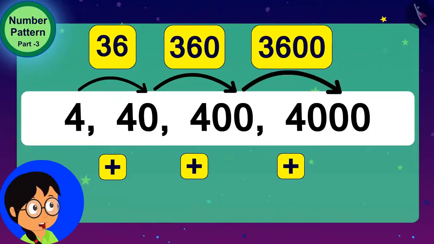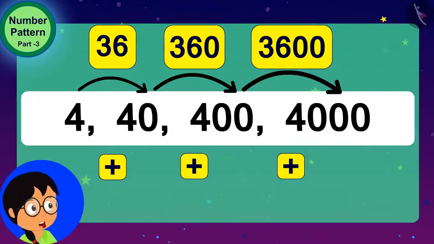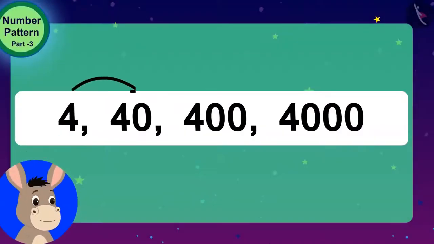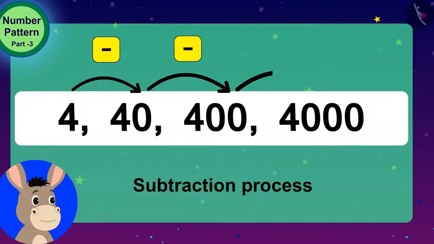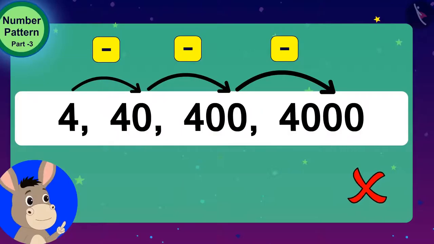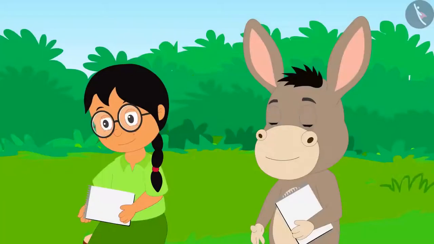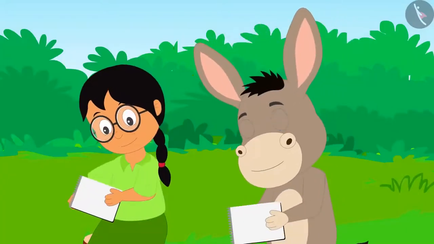In this pattern, no rules can be made using the process of addition because different numbers are being added each time. Bhola tried to use the subtraction process. Here the numbers are in increasing order, so I can't use subtraction here. Bhola and Meenu were in deep thought.